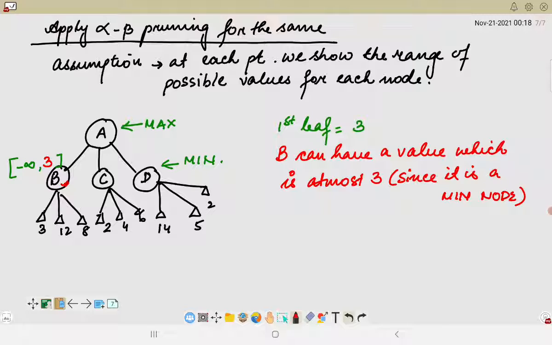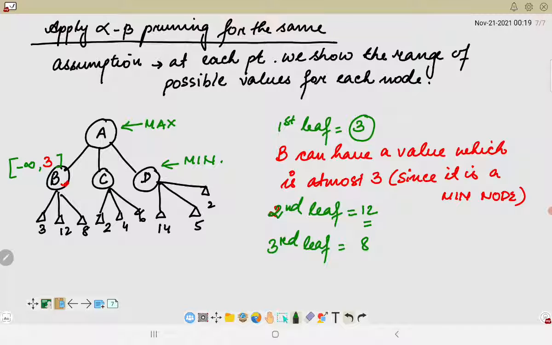So the second leaf below B has a value which is 12. Now B cannot have the value 12 because we already have a value 3 associated with it. So this particular value will not be accepted, because it will still have at most 3. Now let us consider the third leaf below B, which has a value of 8. 8 is again greater than 3.